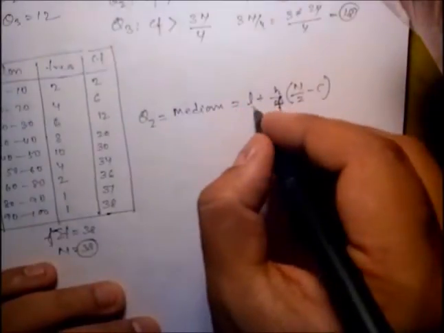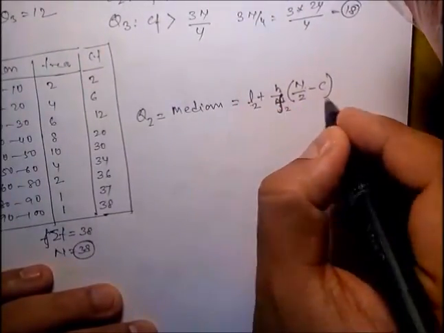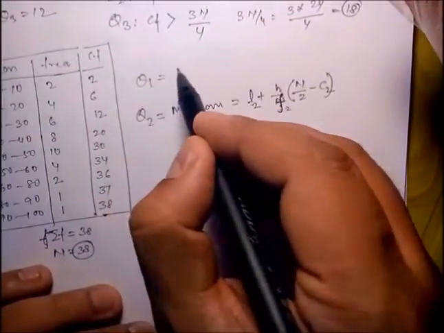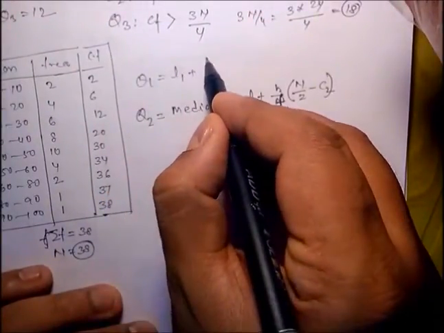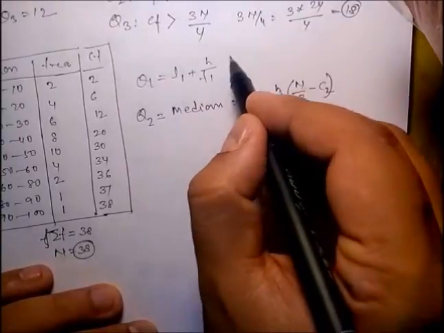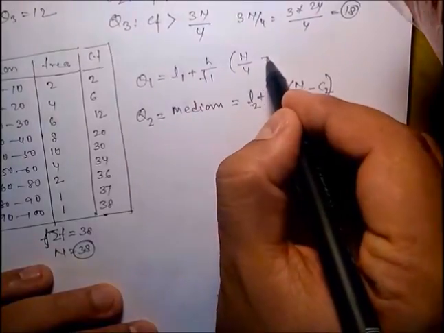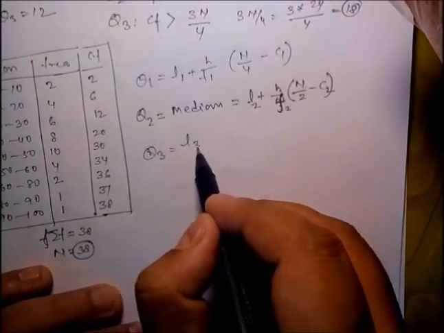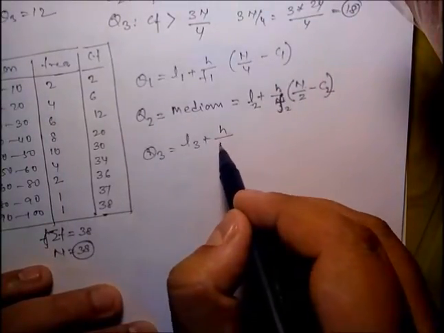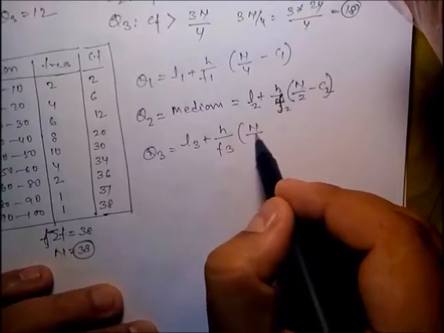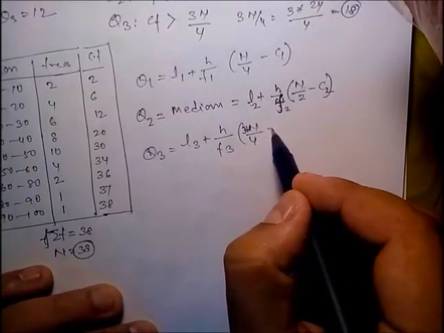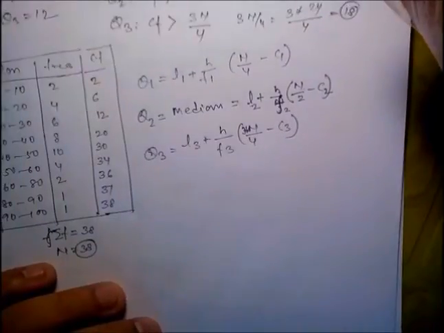So we mention it with L2, f2, c2. Similarly, for Q1 the formula is L1 plus h by f1 into (n by 4 minus c1). For Q3, it is L3 plus h by f3 into (3n by 4 minus c3).